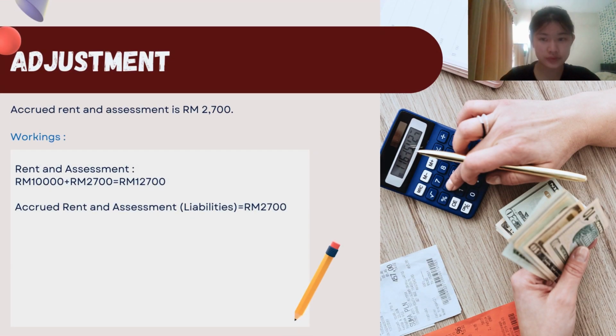The question is accrued rent and assessments is 2,700 ringgit. The basis rent and assessment amount in trial balance is 10,000 ringgit. The additional information gives us extra 2,700 ringgit. To calculate the total rent and assessment amount, we use 10,000 ringgit plus 2,700 ringgit to get 12,700 ringgit. This amount will be recorded in operating expenses in SOPL and the accrued rent and assessment 2,700 ringgit will be recorded in current liabilities in SOFP.